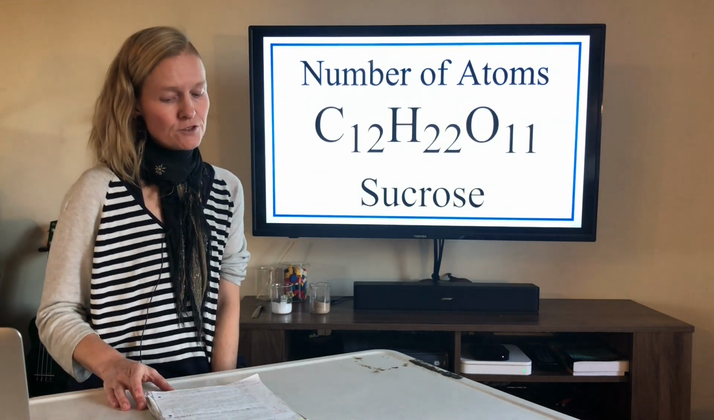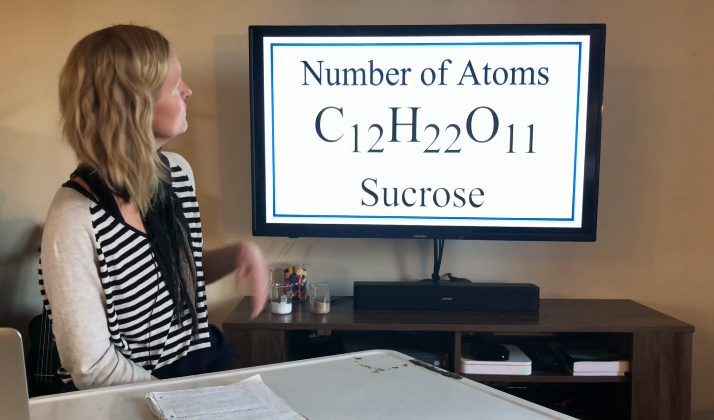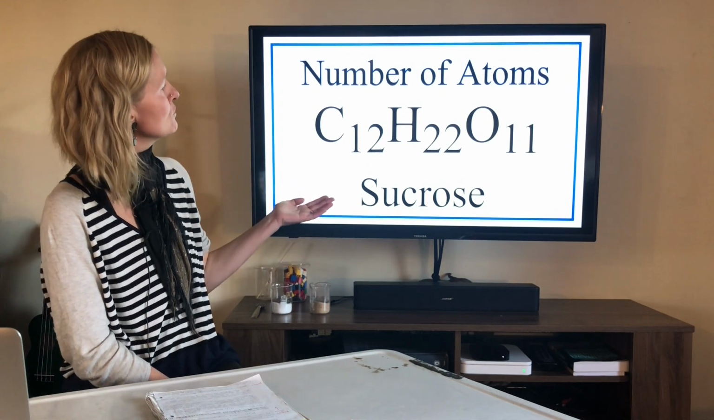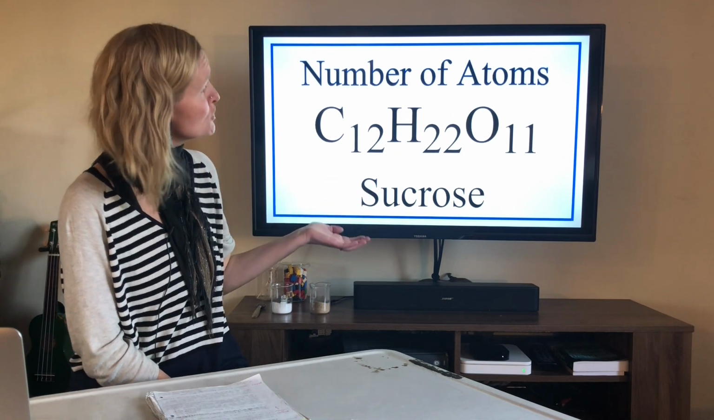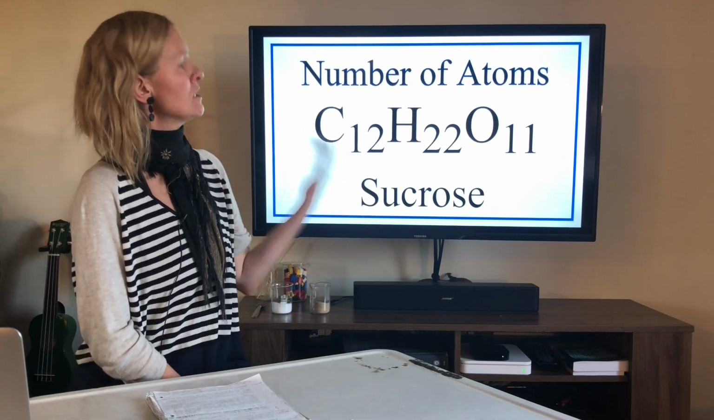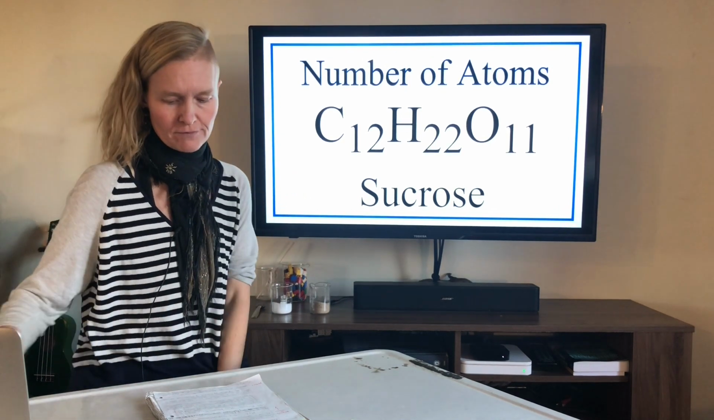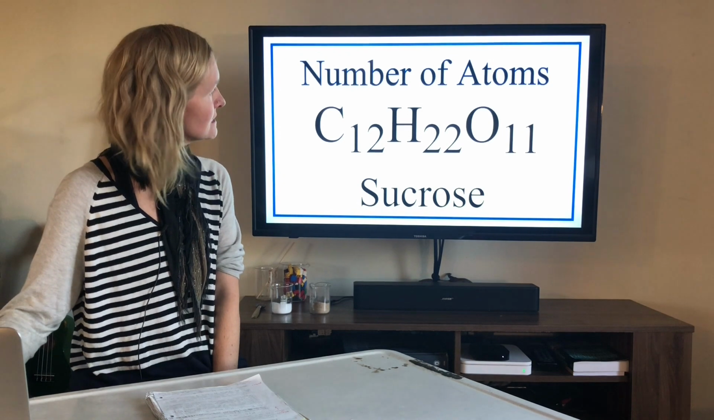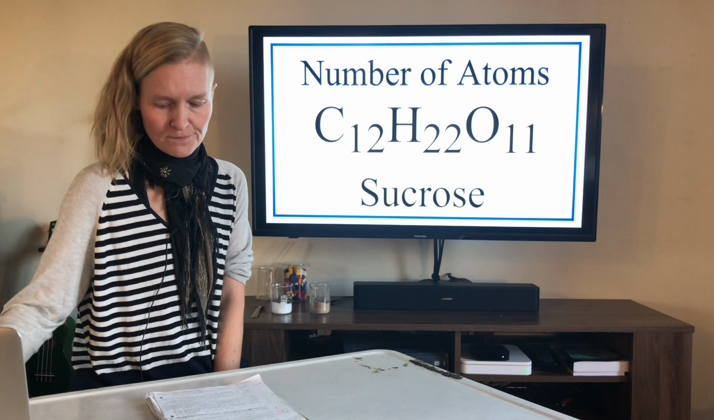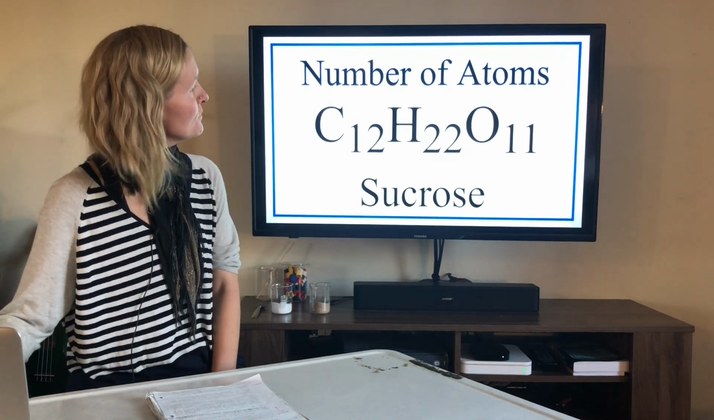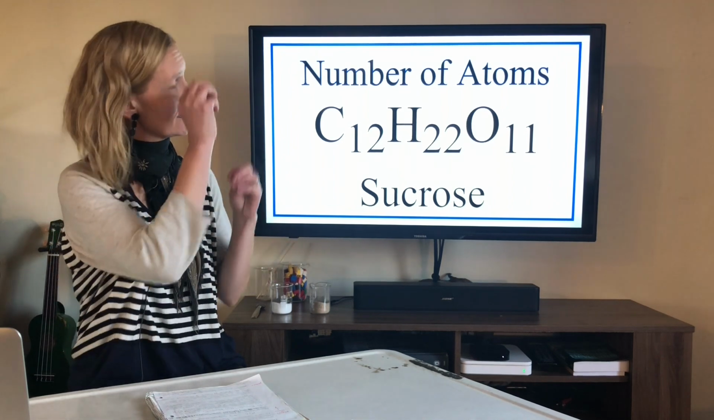So here again we have sucrose, and this is a larger molecular formula. We know in this molecule of sucrose that we have 12 carbon atoms, 22 hydrogen atoms, and 11 oxygen atoms. And that's what forms 1 molecule of sucrose. So in this type of molecule, we have 3 different elements. And if you add up all of them, you can find out how many atoms are involved in this molecule, and you could draw it out.